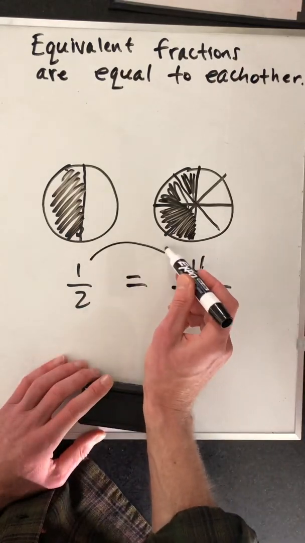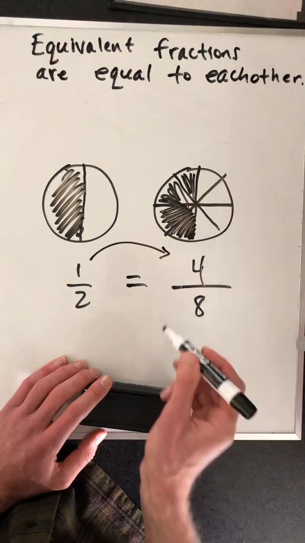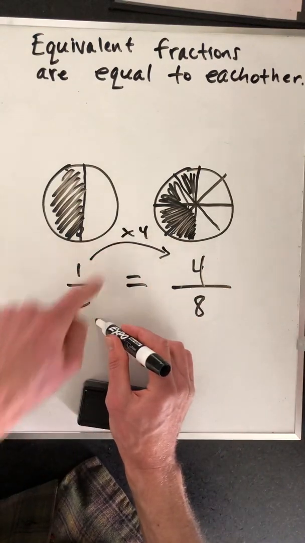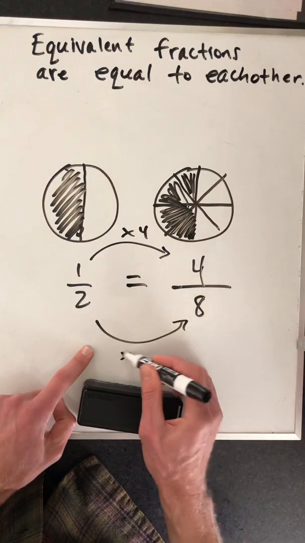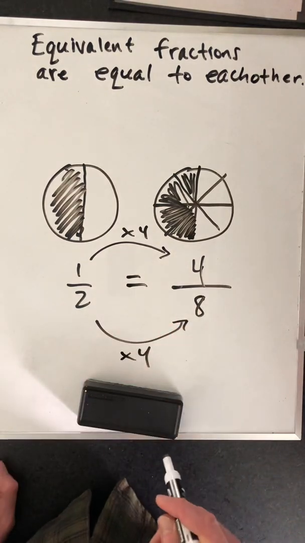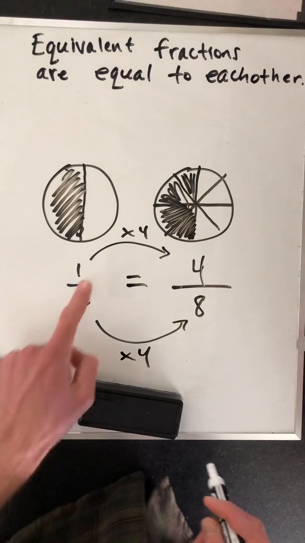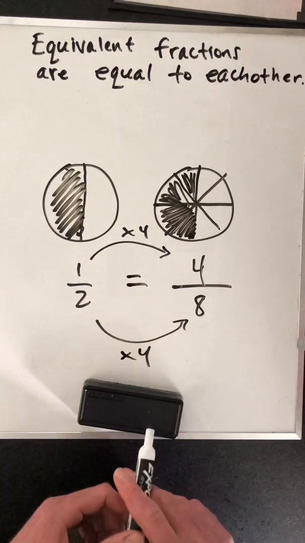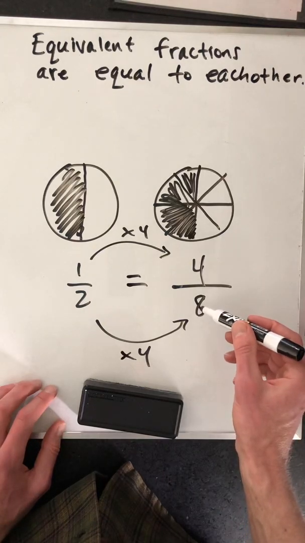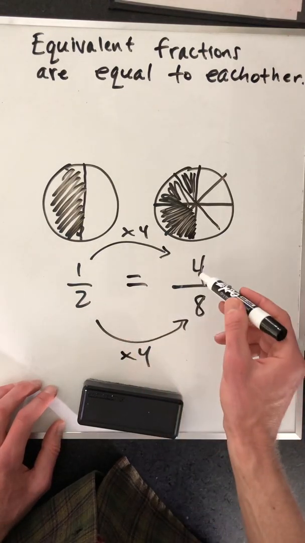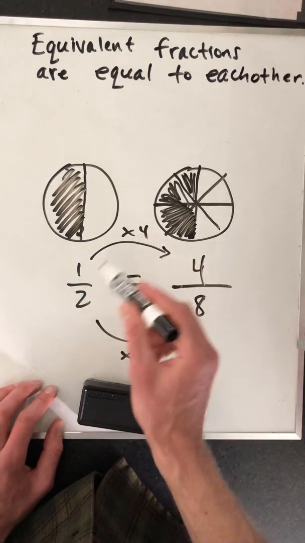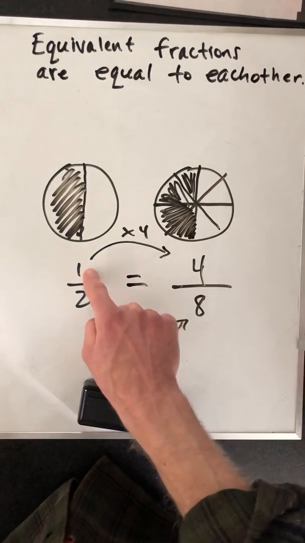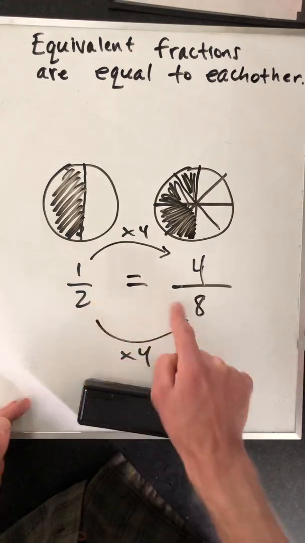1 times what is 4? 1 times 4. And now I do the same thing to the bottom number. 2 times 4 is 8. So whatever you do to the top number, you do to the bottom number. Whatever you do to the bottom number, you do to the top number. And it works both ways. 8 divided by 4 is 2. 4 divided by 4 is 1. Or 1 times 4. You can have the arrows going either way. But whatever you do to one number, you do to the other.